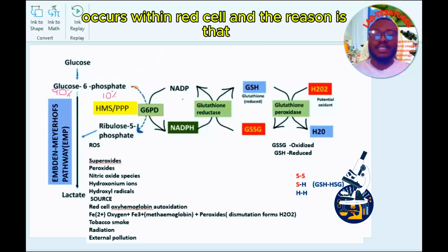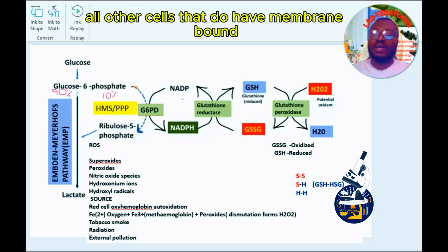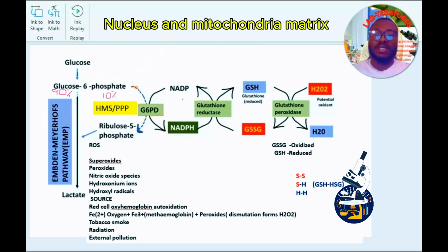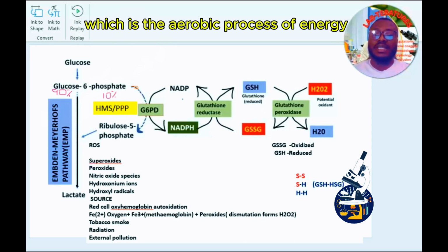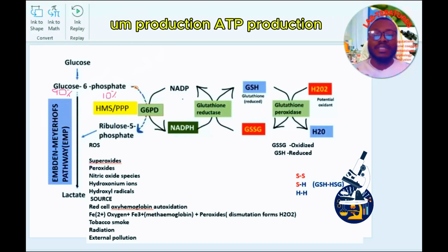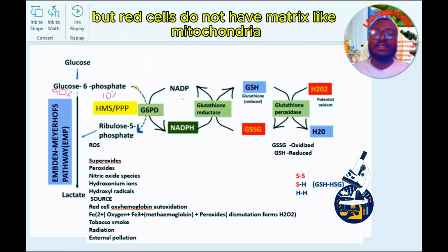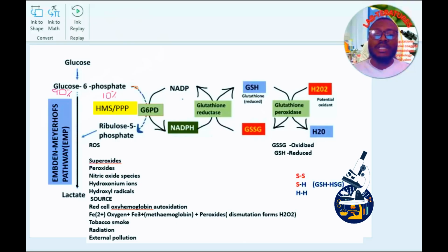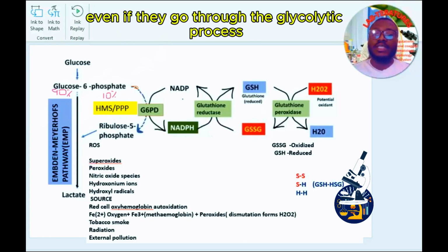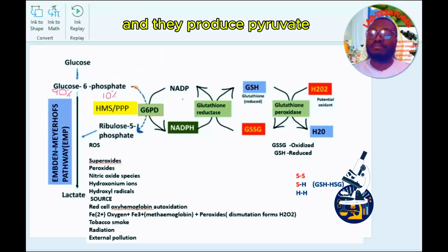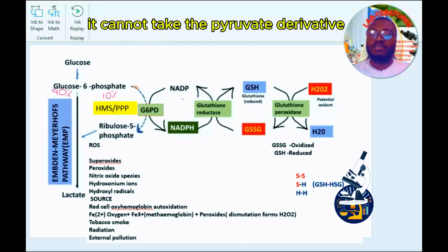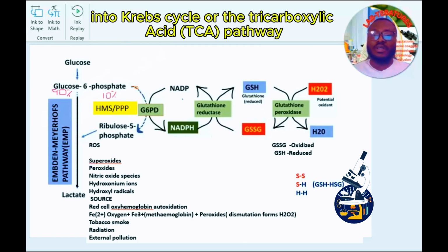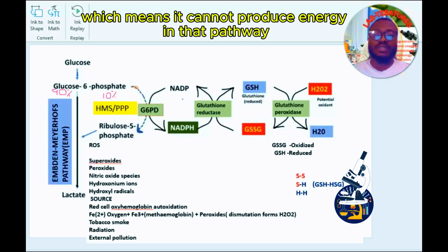within the red cell. The reason is that all other cells that have a membrane-bound nucleus and a mitochondrial matrix undergo respiration, which is the aerobic process of energy production, ATP production. But red cells do not have a matrix like mitochondria, and they do not have a nucleus. Therefore, even if they go through glycolysis and produce pyruvate, they cannot take the pyruvate derivative into the Krebs cycle or the tricarboxylic pathway, which means they cannot produce energy in that pathway.